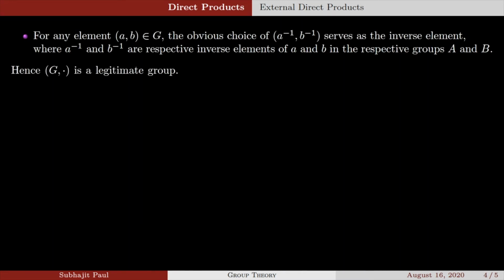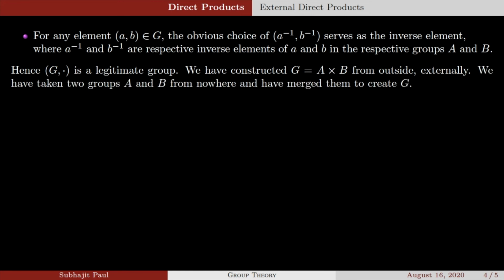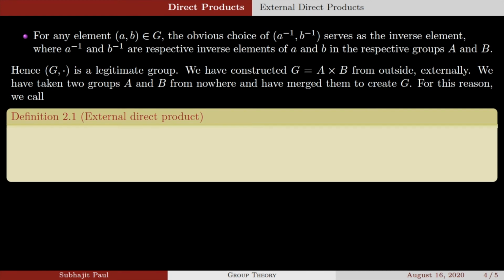Hence, G is a legitimate group. So our first effort of defining things in the easiest way has worked. We do not need to do it in any other complicated way. We have constructed G as A cross B from outside, externally. We have taken two groups A and B from nowhere and have merged them to create G. For this reason, we call this particular thing the external direct product.